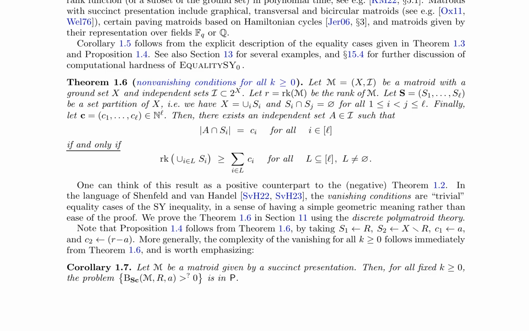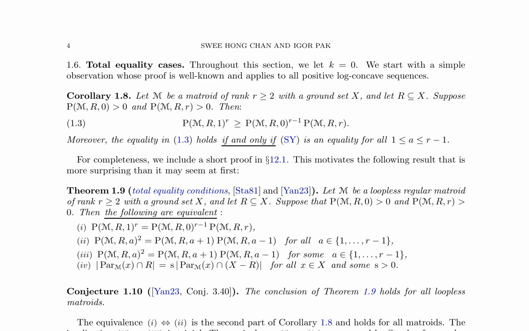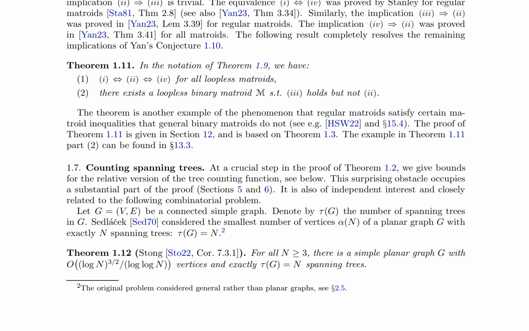The authors then focus on the total equality cases of the Stanley-Yan inequality, presenting a corollary that establishes a connection between the inequality and log-concave sequences. They prove a theorem that provides total equality conditions, which is equivalent to the statement that the inequality holds for all 1 less than or equal to a less than or equal to r-1. This result is extended to all loopless matroids, resolving a conjecture by Yan. The authors also present a counterexample to the conjecture for binary matroids.